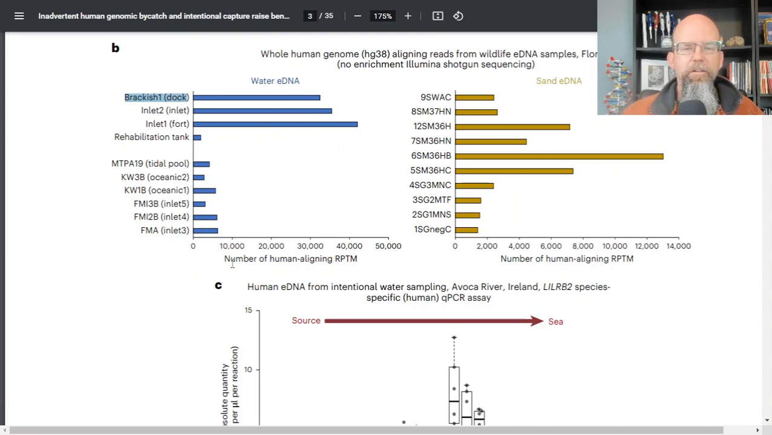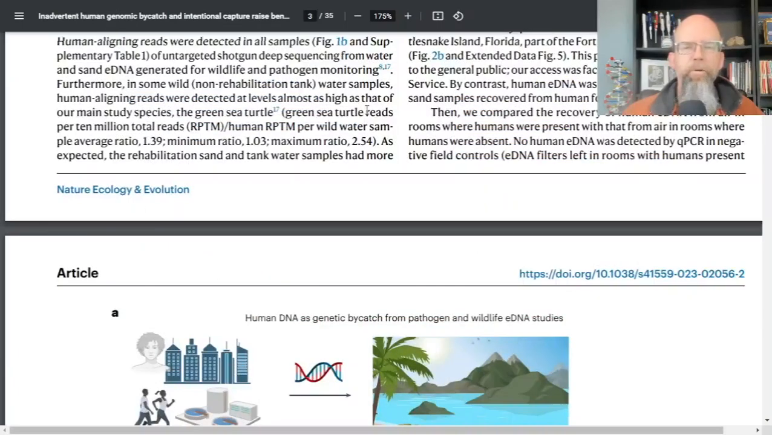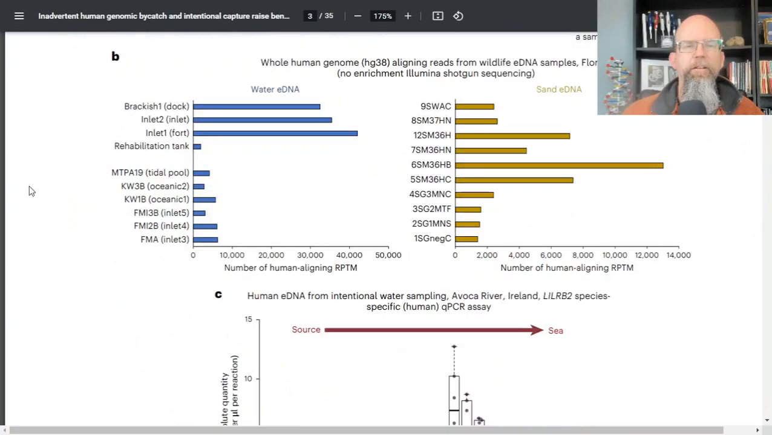And what they're asking here is the number of human reads, here we go, reads per 10 million. So what they found is in some cases at their own facility, they're finding about as much human DNA in their samples as they were green turtle DNA, which is their organism that they're studying, along with lots of other things, of course.